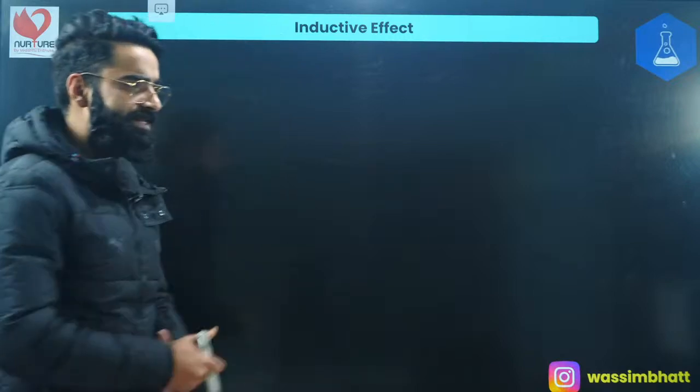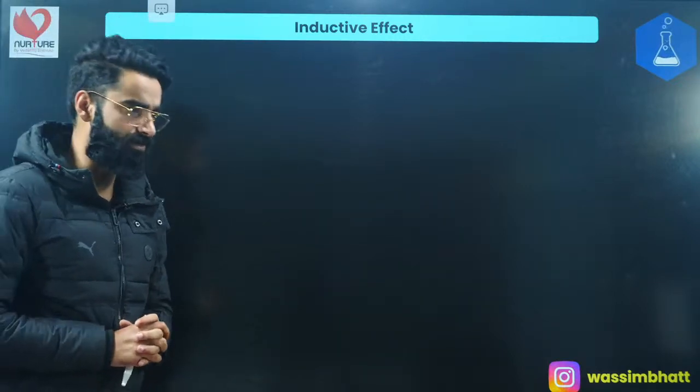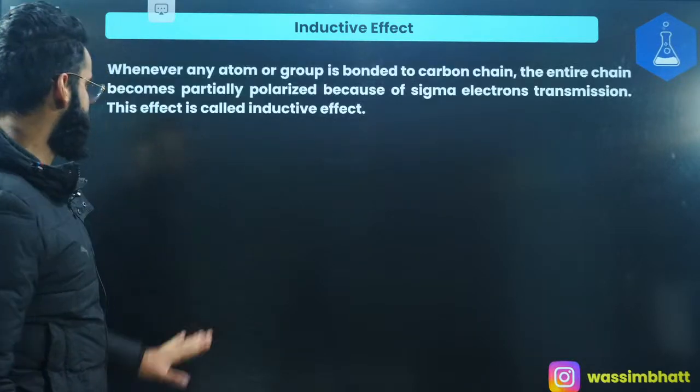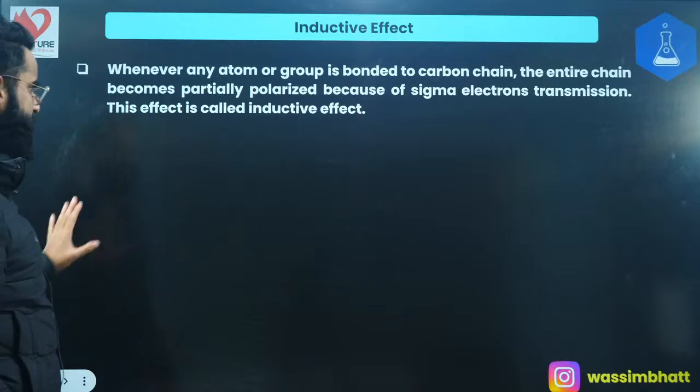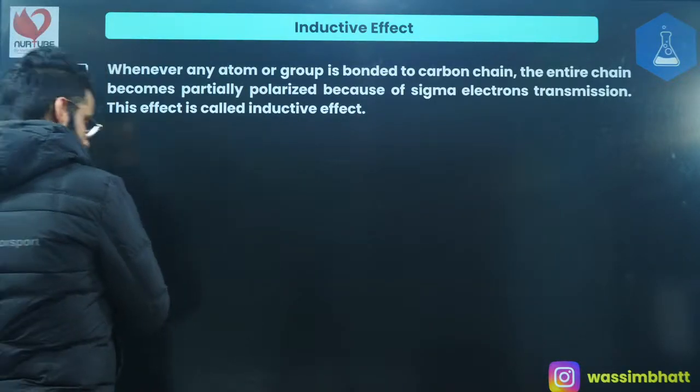Okay, so let's get started then. Let's see what exactly this inductive effect is all about. First of all, I'm going to read its definition. Then I'll make you understand what this inductive effect is all about. Have a look exactly what it is.